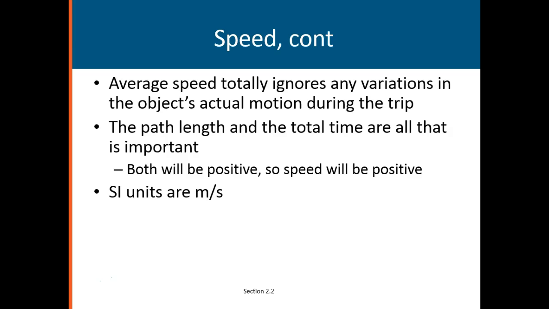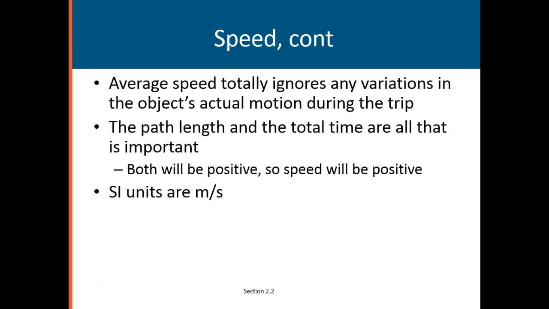Now, what in the world is average speed? It totally ignores any variations in the object's actual motion during the trip. Okay? When I left home this morning, like I said, I backed out of the driveway. Speed didn't care less. How far did I go? From the top of the driveway to the bottom of the driveway, measure that in meters, and that's how far I went. Not a negative quantity, even though I was backing up.